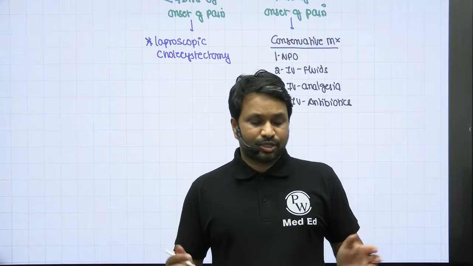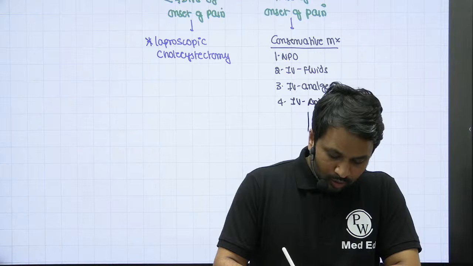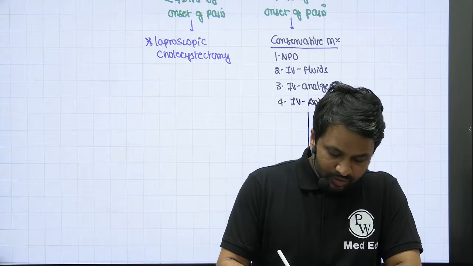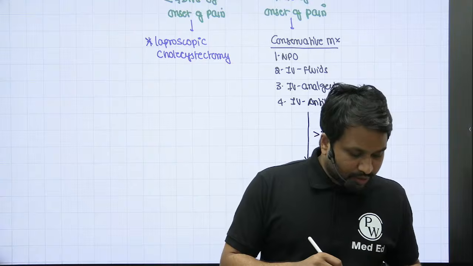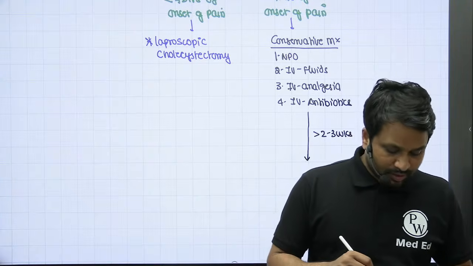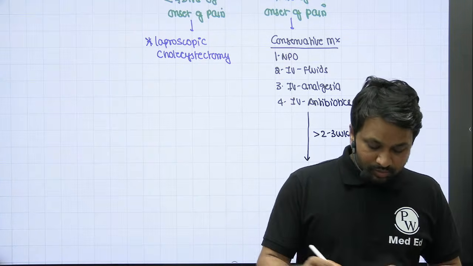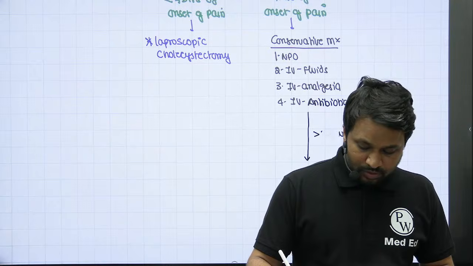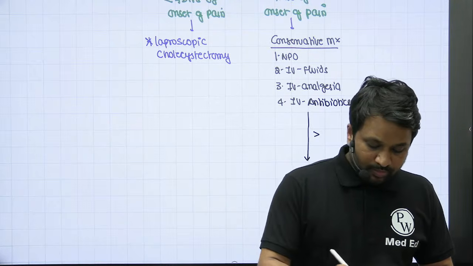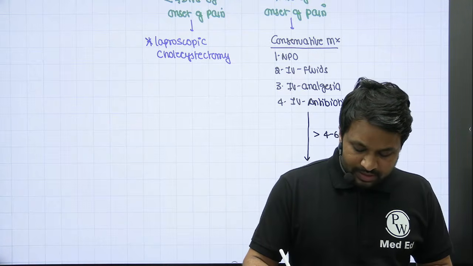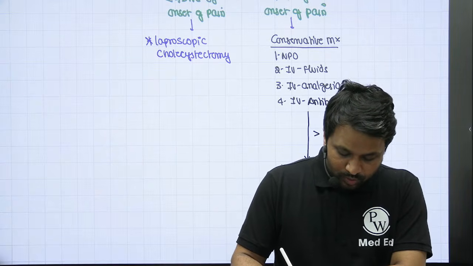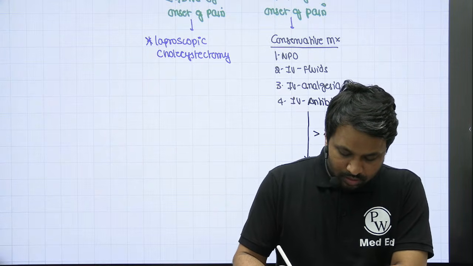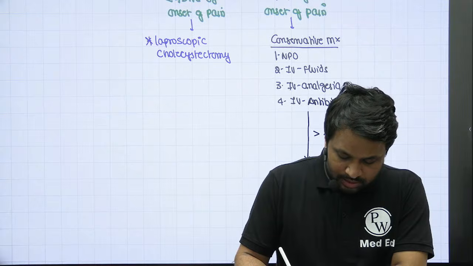Now once the patient responds, ask the patient to go back home and then come after 2 to 3 weeks. When a patient presents after 72 hours, ask the patient to come back after 4 to 6 weeks, not 2 to 3 weeks, and here we will go for laparoscopic cholecystectomy.